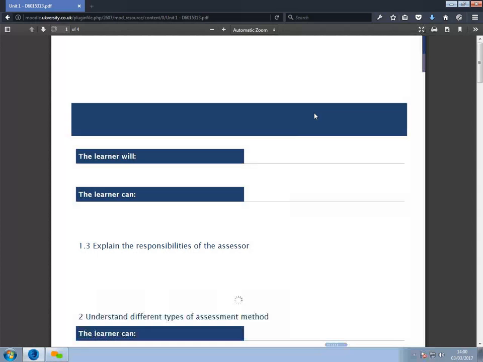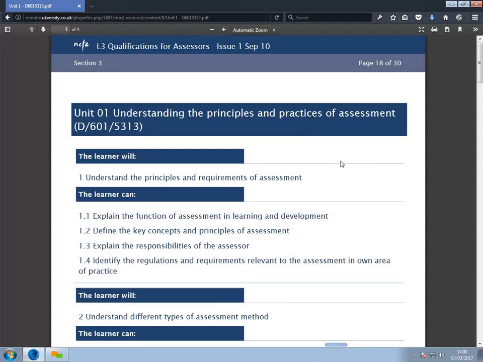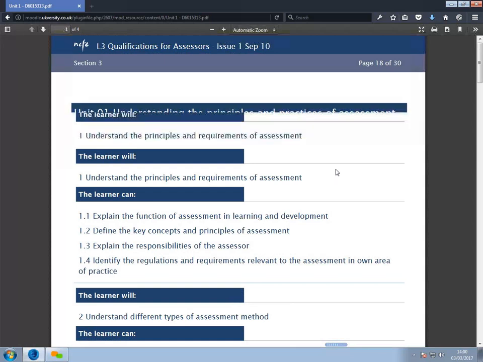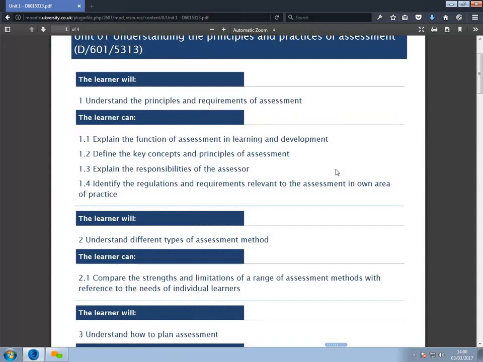This is Unit 1. It's understanding the principles and practices of assessment. Basically, it's explaining the function of assessment in learning and development, and the key concepts and principles within that process. The responsibilities the assessor has, and 1.4 is to identify the regulations and requirements relevant to the assessment in your own area of practice.